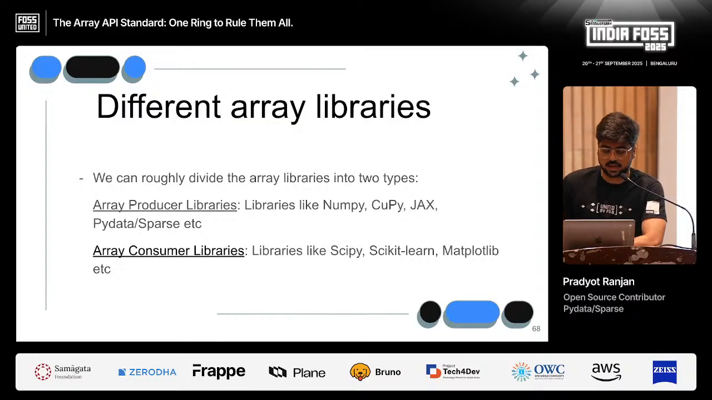Since we have a lot of different array libraries, we can roughly divide them into two sections: the array producer libraries and the array consumer libraries. Libraries like NumPy, CuPy, and JAX are part of the array producer libraries, and libraries like SciPy and scikit-learn are part of the consumer libraries.